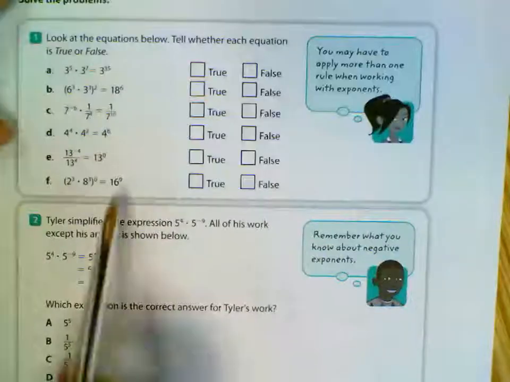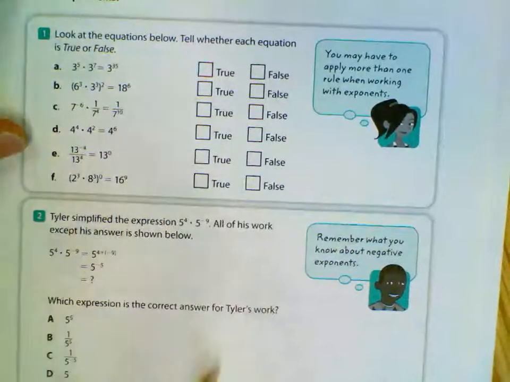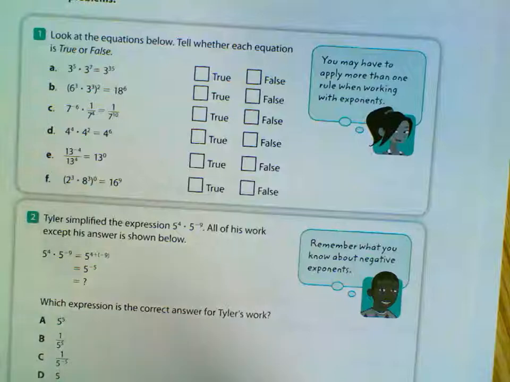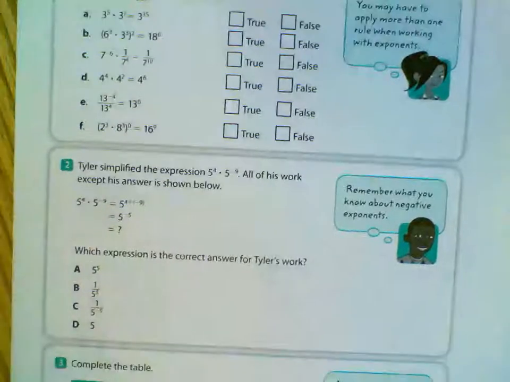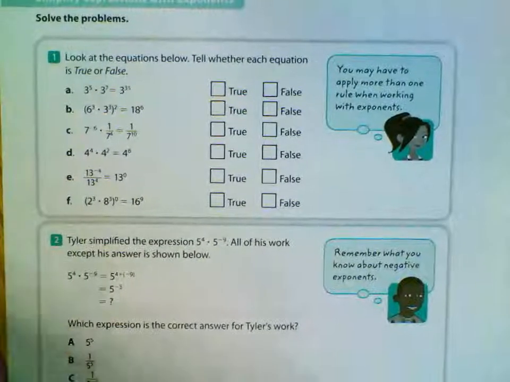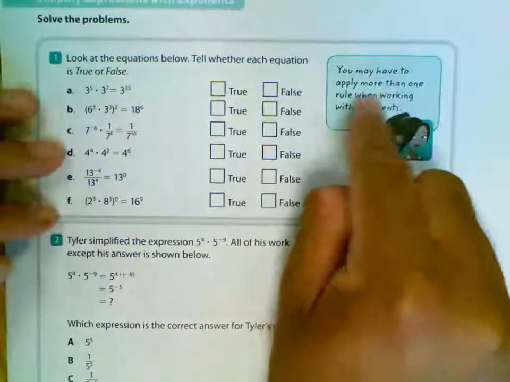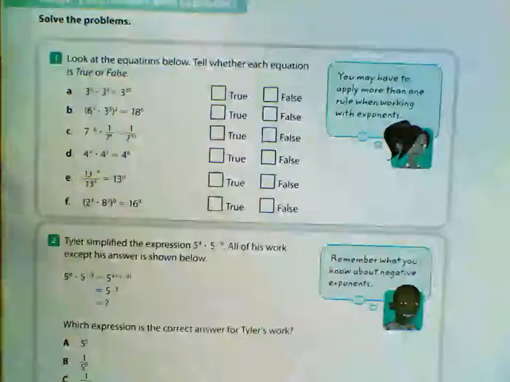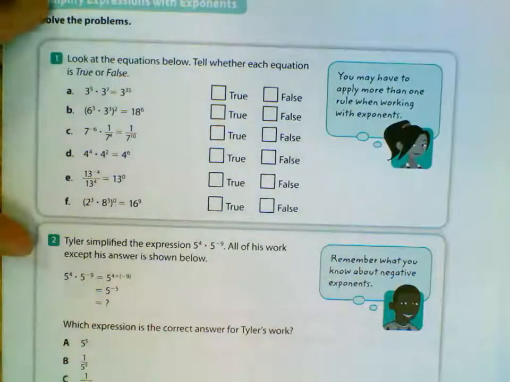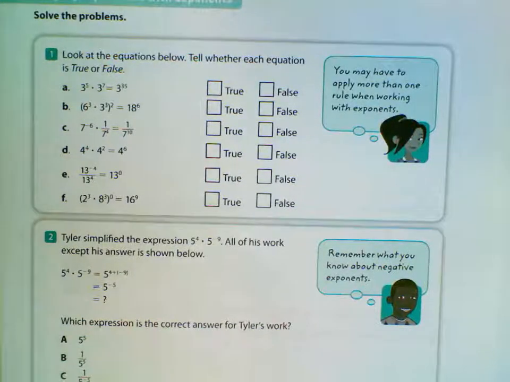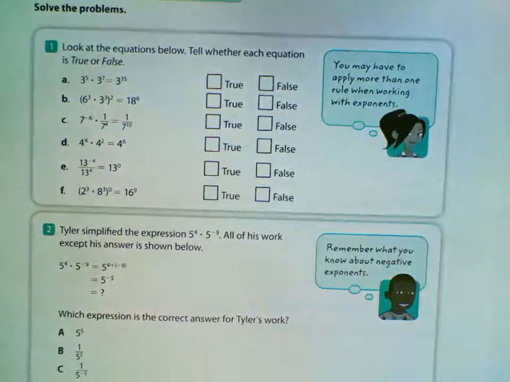Okay, let's move to page number 9 of your homework. Solve the problems. Remember that we had these ones in the notes in the video that I posted. So we're going to look at the equations below. Tell whether each equation is true or false. You may have to apply more than one rule when working with exponents. So we're going to apply more than one rule.